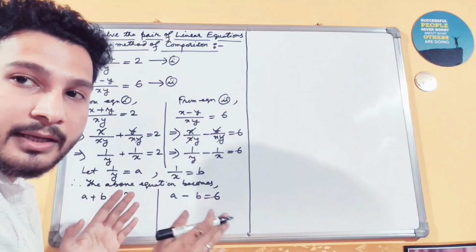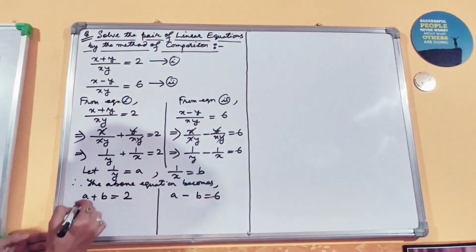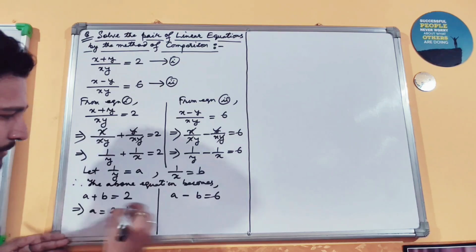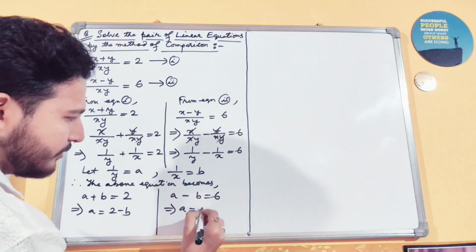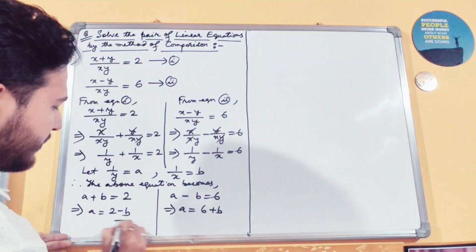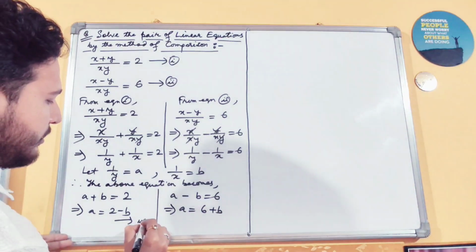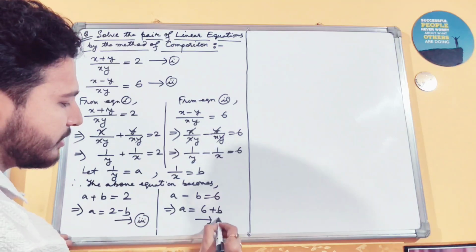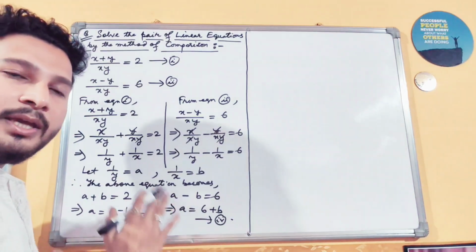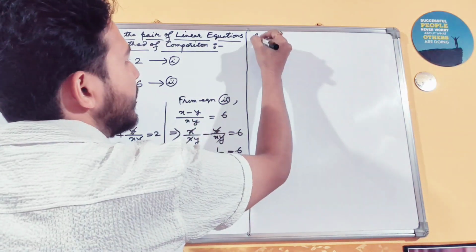Now we can compare the values. So just find out a if you wish. a is equal to 2 minus b. a is equal to 6 plus b. Now give this as equation 3 and give this as equation 4. Now we compare the values of a from both the equations and find out the answers.